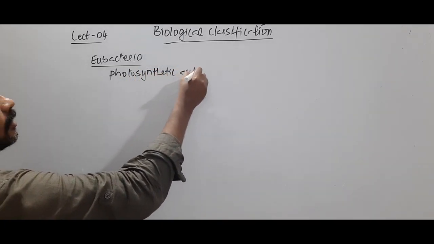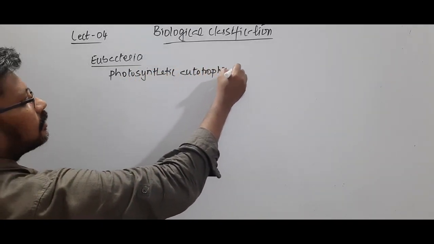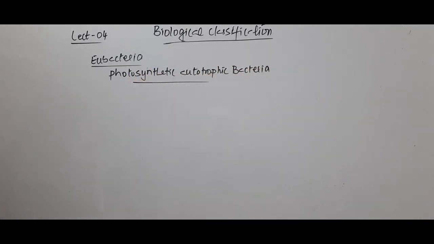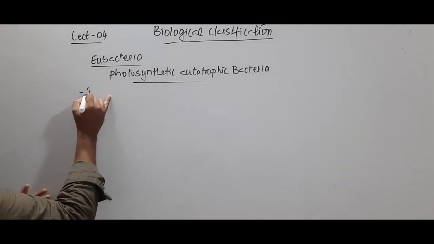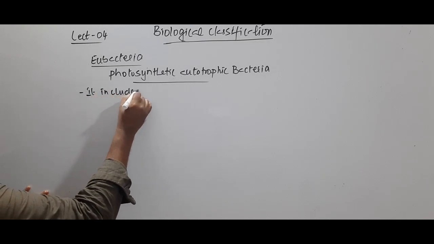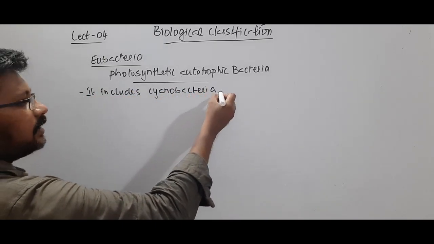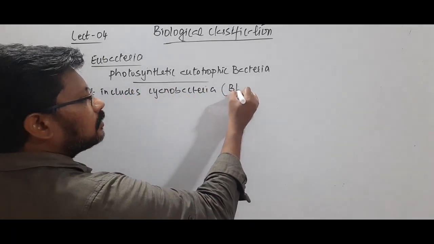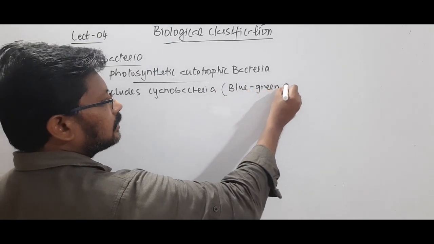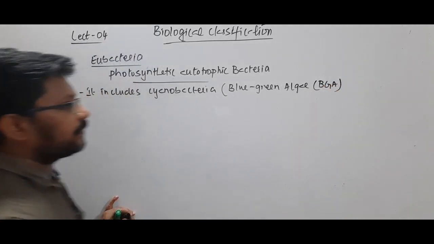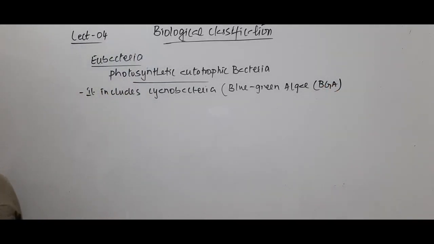Photosynthetic autotrophic bacteria, right? So here, this photosynthetic autotrophic bacteria includes cyanobacteria. These cyanobacteria are commonly called blue-green algae. So in short, it's BGA, which stands for blue-green algae. So it includes the cyanobacteria here.